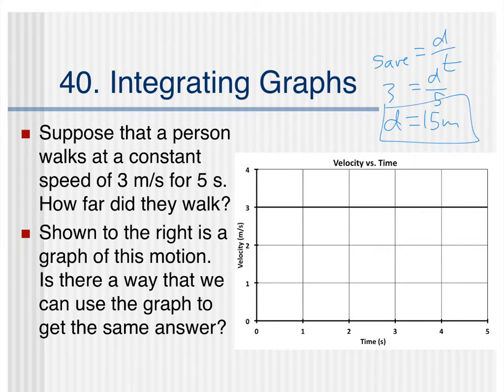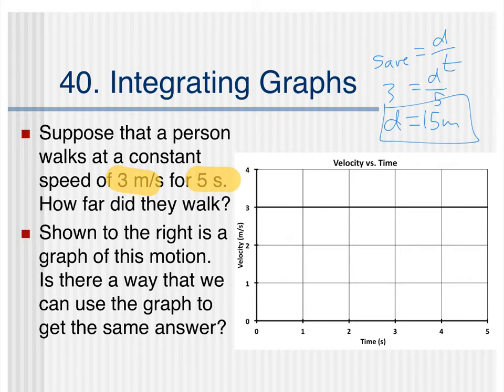Some of you might have just realized that you just multiply these two together and skipped this more formal mathematical part, but the point is they're going to walk 15 meters, and the way we get that is by multiplying this velocity here by the time that they walk. So I'm going to look now at this graph that I have to the right, which is a motion graph showing that very motion, showing a person walking at a constant speed of 3 meters per second for 5 seconds.